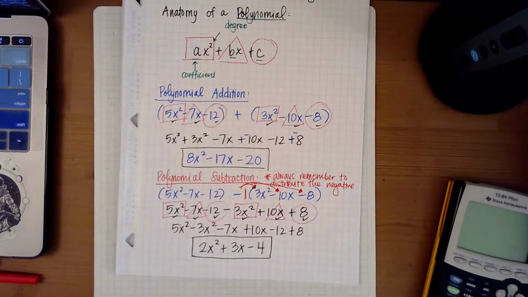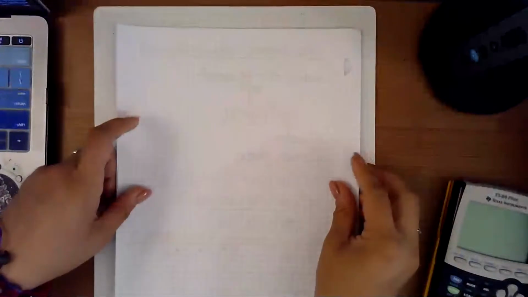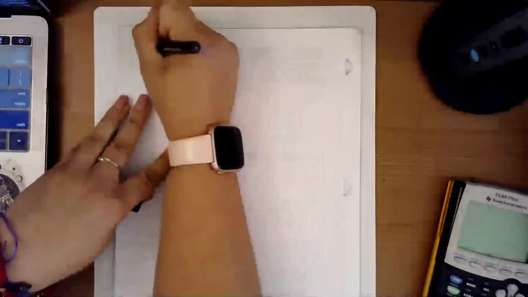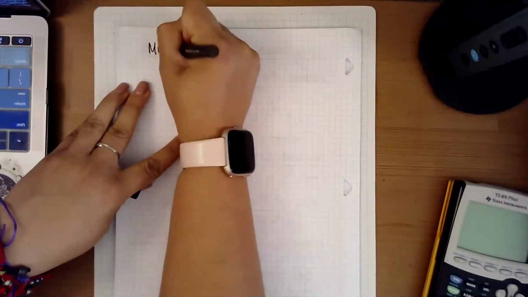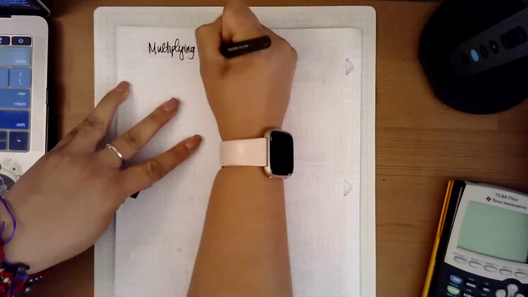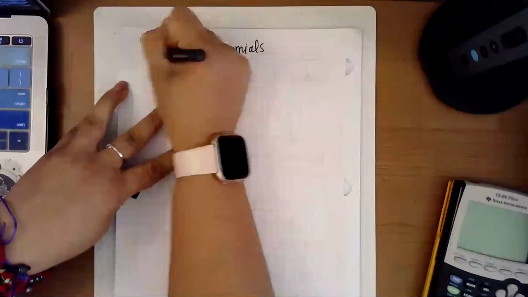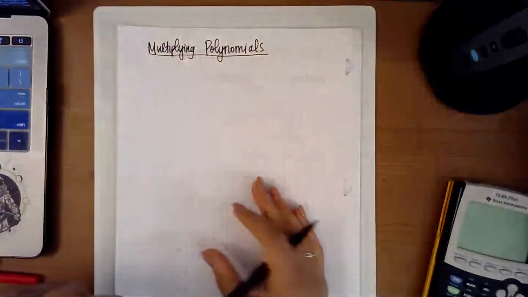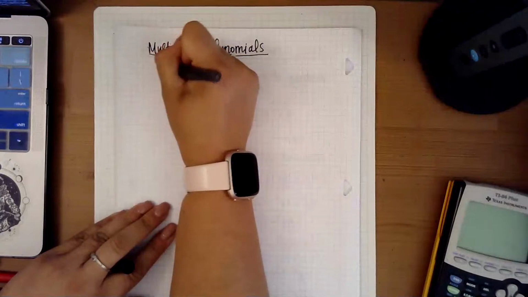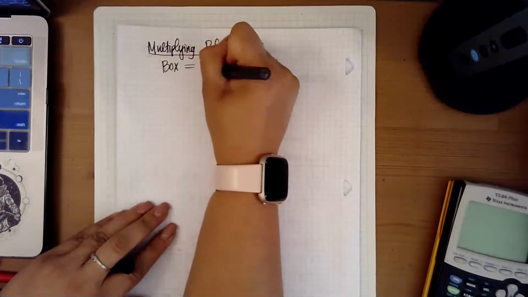Okay, so now moving on to multiplying polynomials. And the good thing is you already know how to do this, because we just use the box, also known as an area model. So the box is the equivalent of an area model.